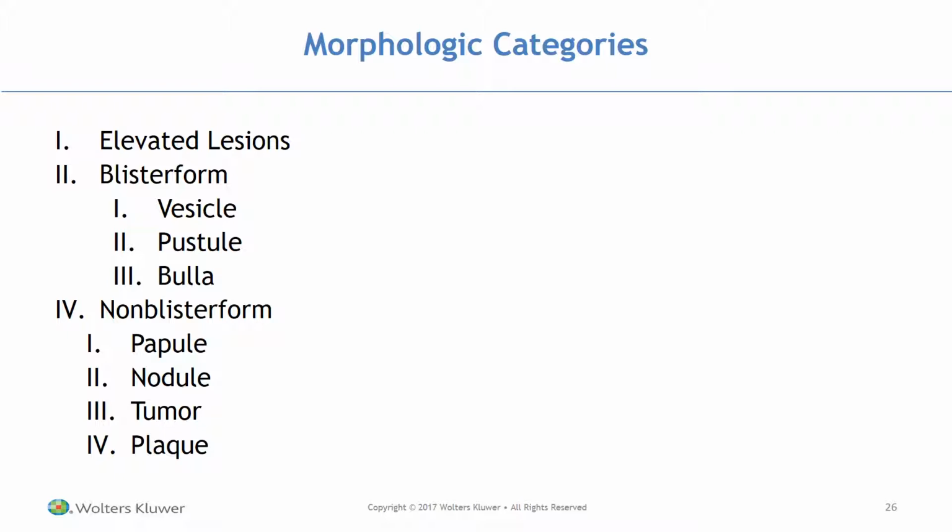And then we have a bulla. And a bulla is large, more than 1 centimeter, and it's filled with fluid, usually mucin or serum. So this is bigger than the vesicle. All right. But may contain blood, and the color depends on the fluid content. Now, non-blisterform lesions are solid. They don't contain any fluid, so they're fibrous, okay? So we have papules, nodules, tumors, and plaque, okay?